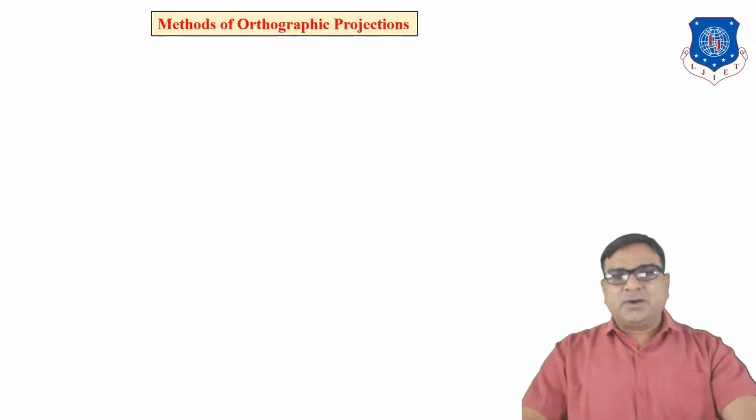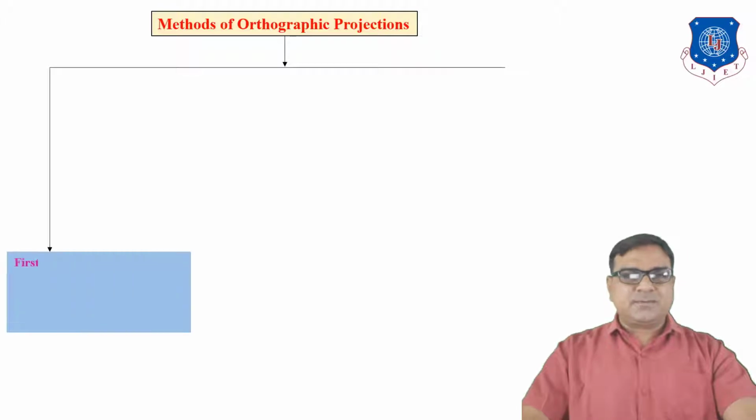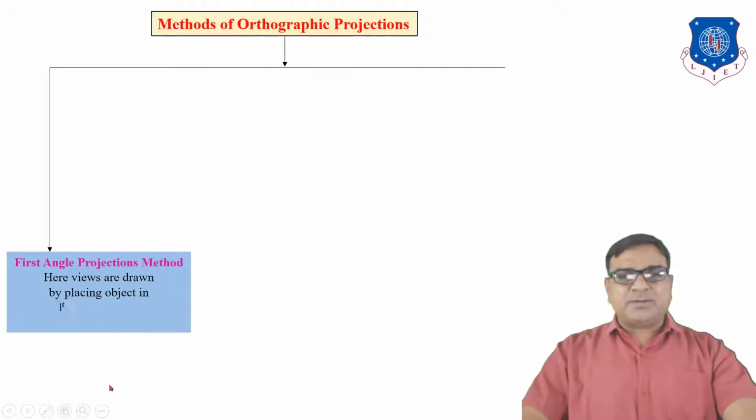Methods for orthographic projections. First angle projection method means the views are drawn by placing the object in the first quadrant. In this method, the front view is always above the XY reference line and the top view is always below the XY reference line.